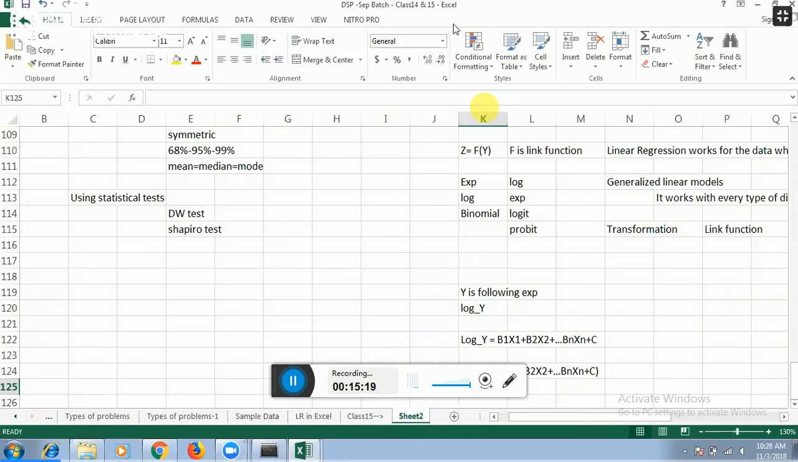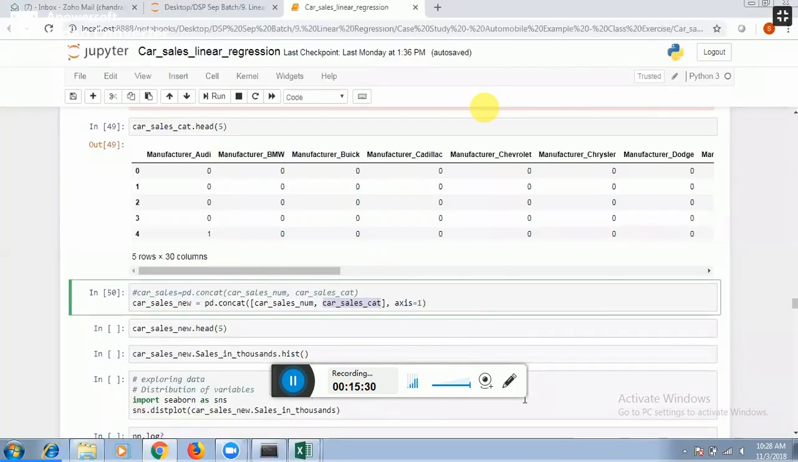Online guys, any questions on this? Okay, cool. So now this is the exact thing which I'm trying to do.